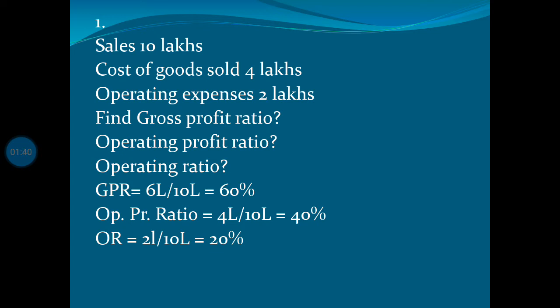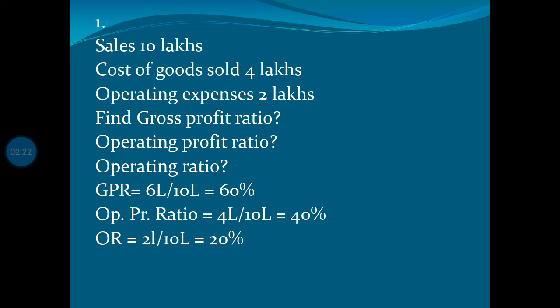Second case is operating profit ratio. Operating profit ratio is equal to operating profit divided by net sales. How to calculate operating profit? Simply deduct operating expenses from gross profit. We have already calculated gross profit as 6 lakhs. So 6 lakhs minus operating expenses, here 2 lakhs, is equal to 4 lakhs. So operating profit is 4 lakhs and the operating profit ratio is 4 lakhs divided by 10 lakhs into 100. Then we will get 40%.